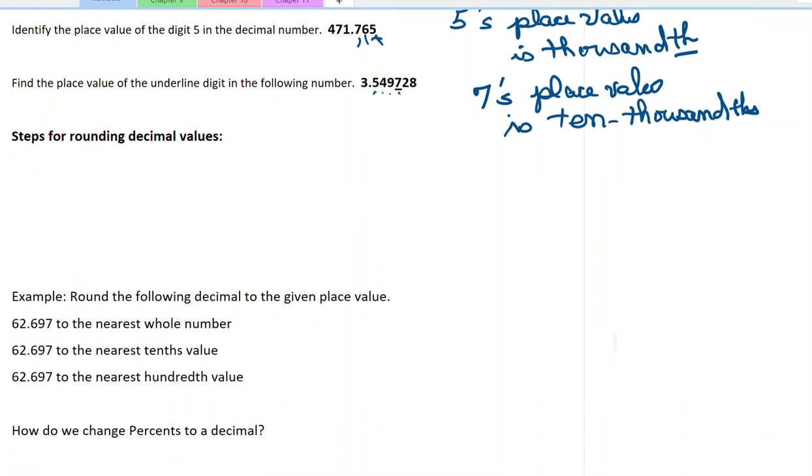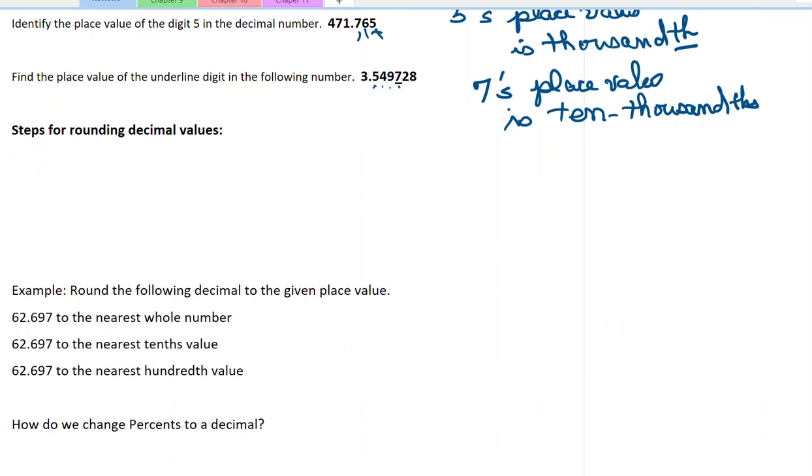All right, now we're going to talk about rounding decimal values. This is important in the section that we're going into in chapter 8. So what do we do with rounding? Our first step is to locate and identify the place value. So we have to find the digit they want us to round to, and then look at the number.